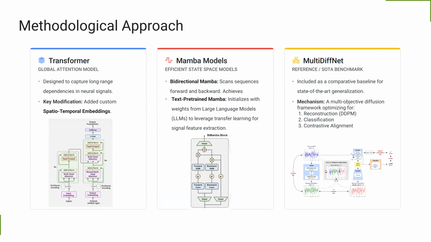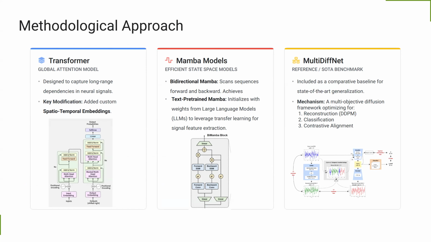First, on the left, we engineered custom spatial-temporal positional embeddings, which encode both electrode location and temporal dynamics to better capture structural dependencies in iEEG signals. This allows the model to map exactly where and when a signal occurs.